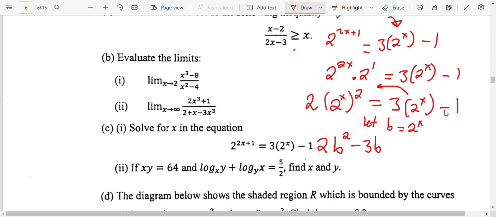I'm going to put b, and then I'm going to get this negative 1. Take the other side, it becomes positive 1. And that is going to be equal to 0. So this is the equation that we are going to have.